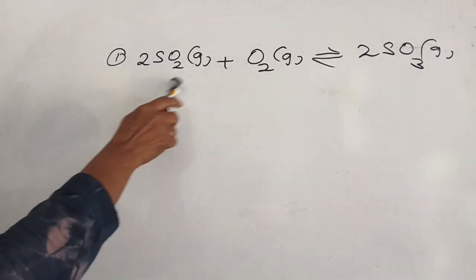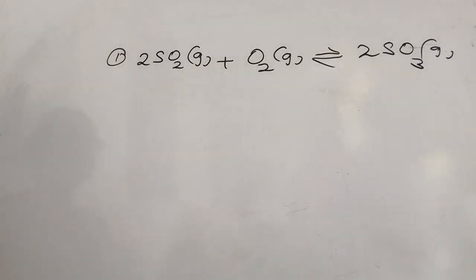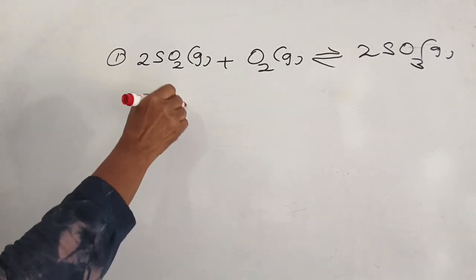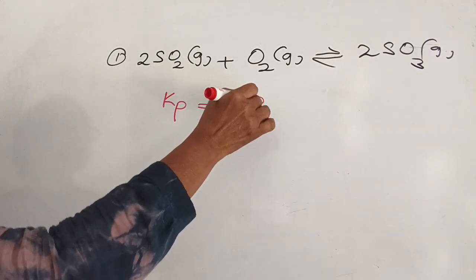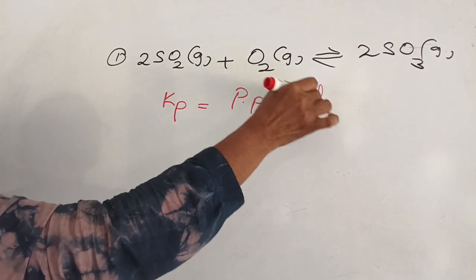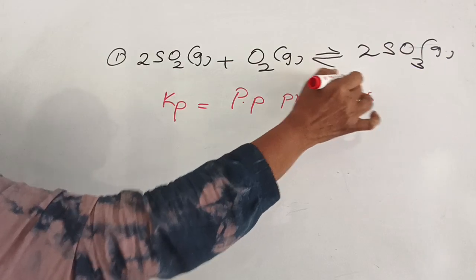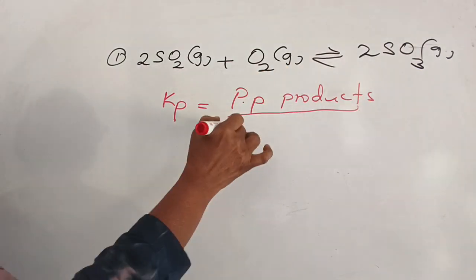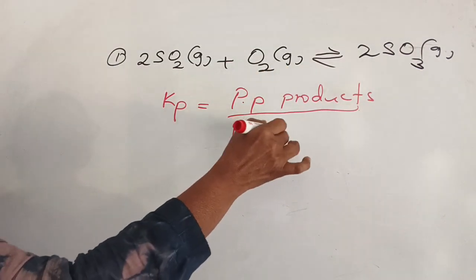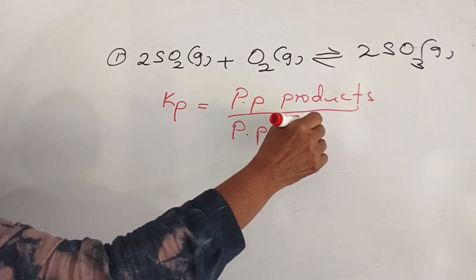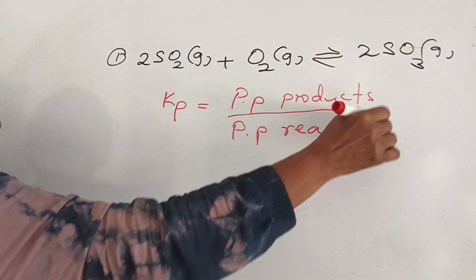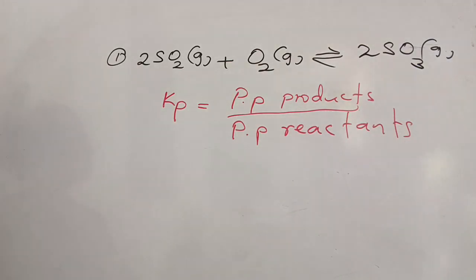To write the Kp expression for this type of reaction, we call it the equilibrium constant in terms of partial pressure. So we should get the partial pressure of the products and divide it by the partial pressure of the reactants. So this ratio is a constant.